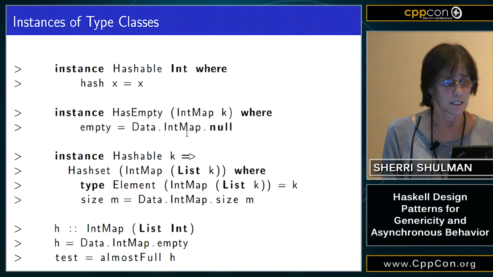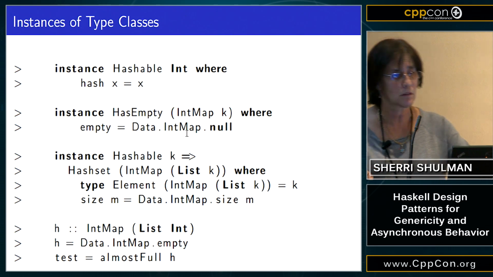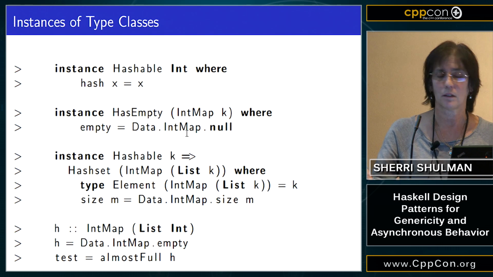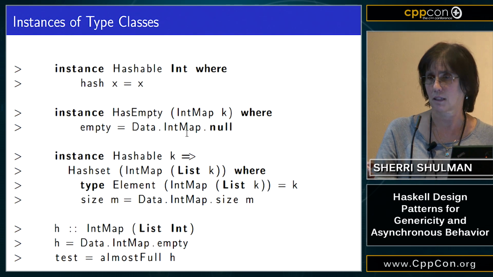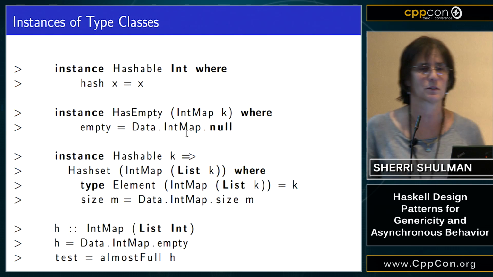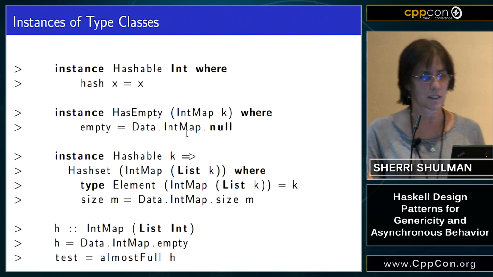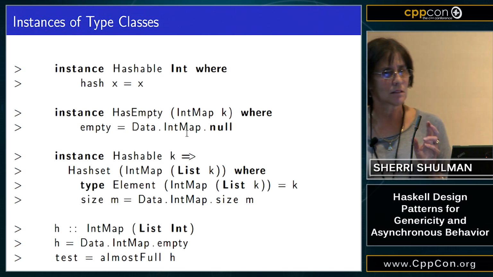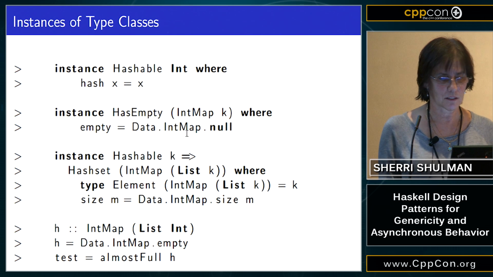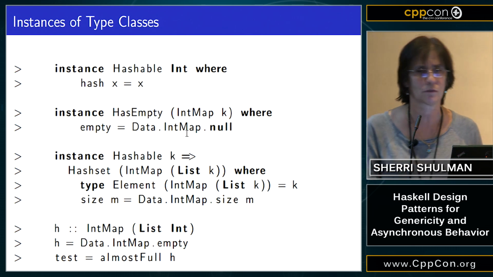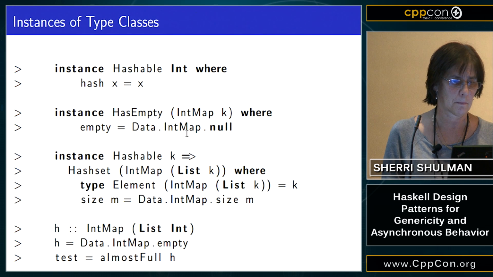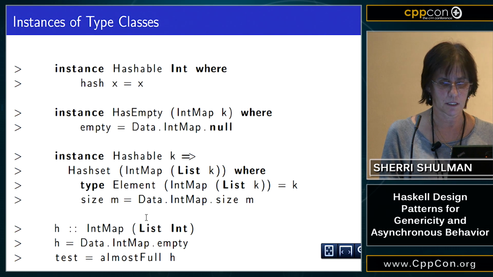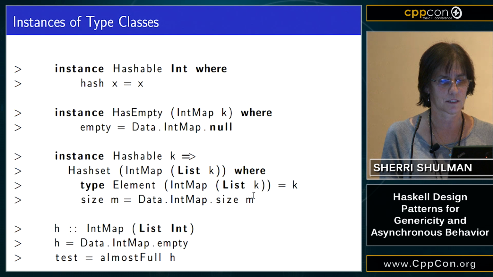Now hash again. We have another context here. If k is hashable, then an int map of list of k's is a hash set. Everybody okay with this? A list of k, remember, was just a list containing elements of type k. We're going to treat the list of k as an int map. And that's the elements that we have in our hash set. Here, this is just an alias, so from here on after, we'll just refer to it as k. And down here, we give our definition for size, and we'll just use the size defined in the int map module.